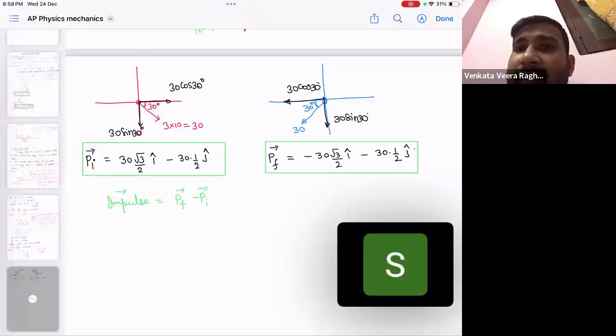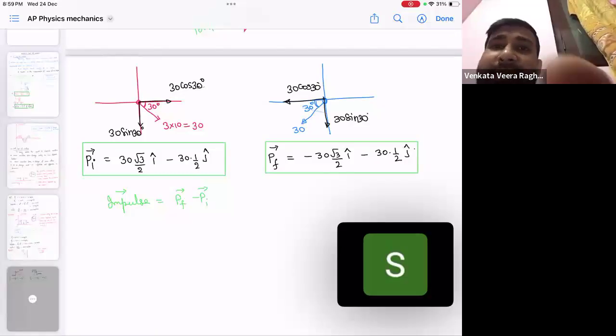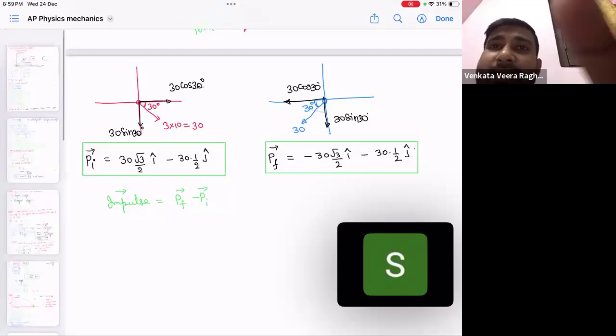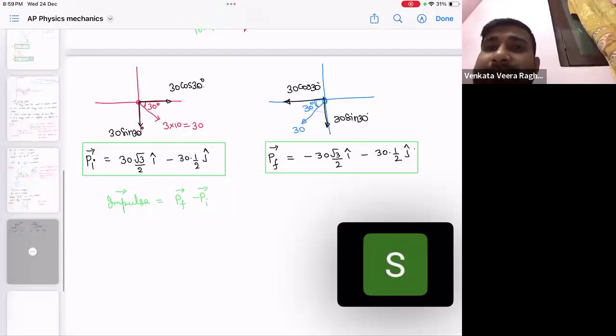Please tell me, are you clear about what we discussed till now? So these are just the application of the definition of momentum and impulse. So tomorrow we have the class at the same time. We'll discuss the different types of forces and how to draw these forces in the free body diagram. So please tell me, what we discussed till now, understood or still confusion? Anything there? Please tell me.